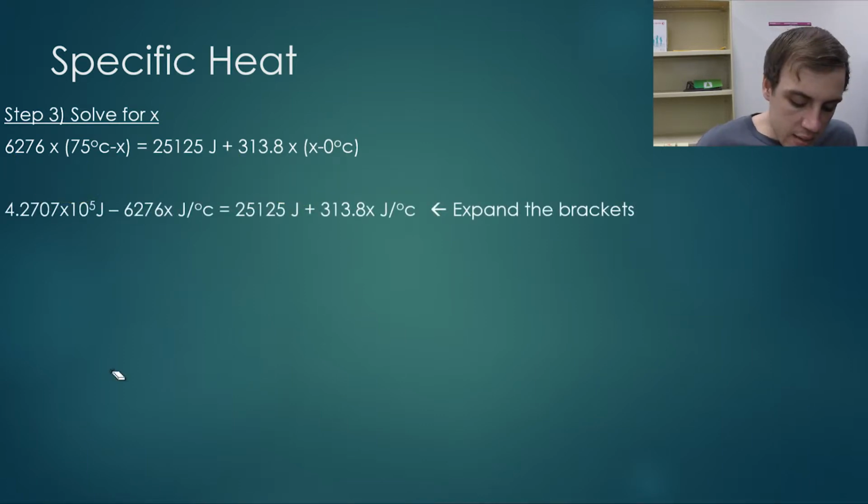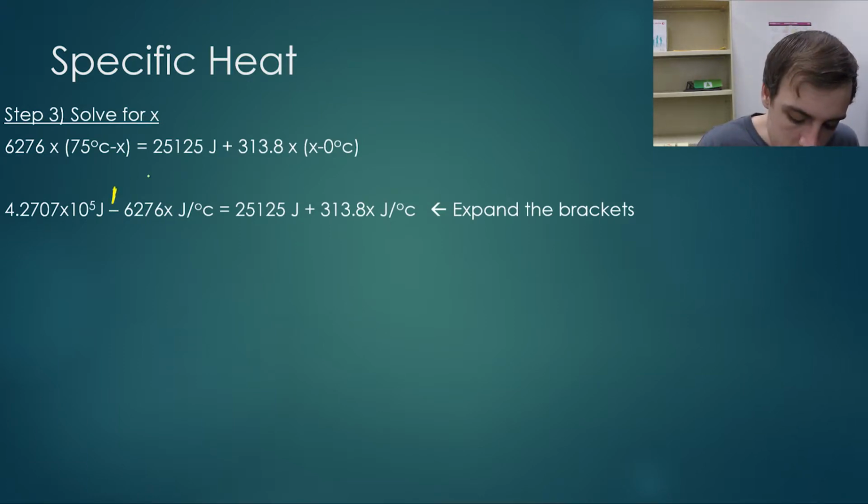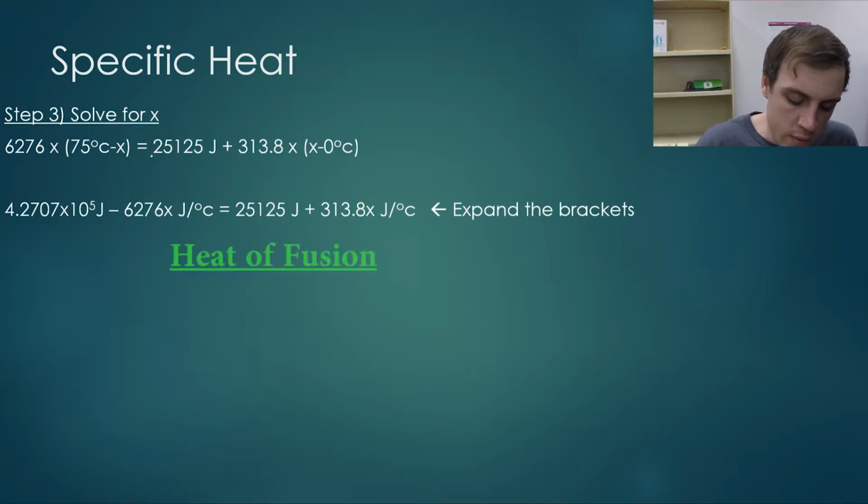Now that gives us, so 6,276 times 75 is 4.27 times 10 to the 5. Then 6,276 times negative X gives us negative 6276X is equal to, we've got our energy here, that's fine.